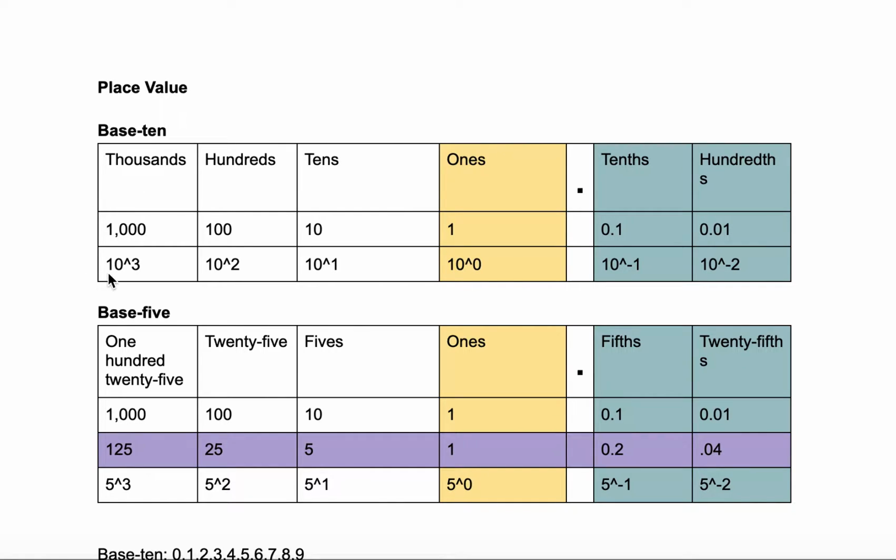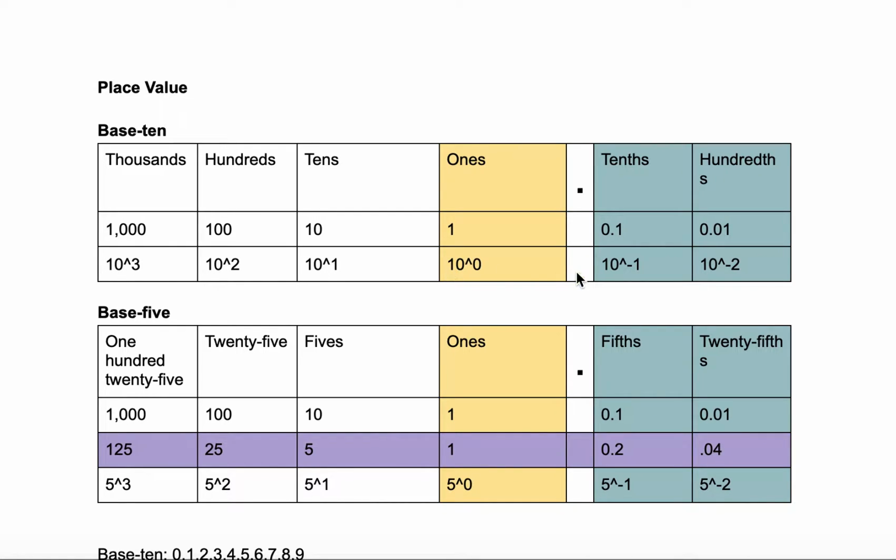Another complicated piece for elementary kids is understanding that place value has a lot to do with exponents. In a kind of weird way, anything to the zero power is one. So we have 10 to the zero, 10 to the first power, that's 10. 10 to the second power, that's 100. 10 to the third power. And this is just how bases work.